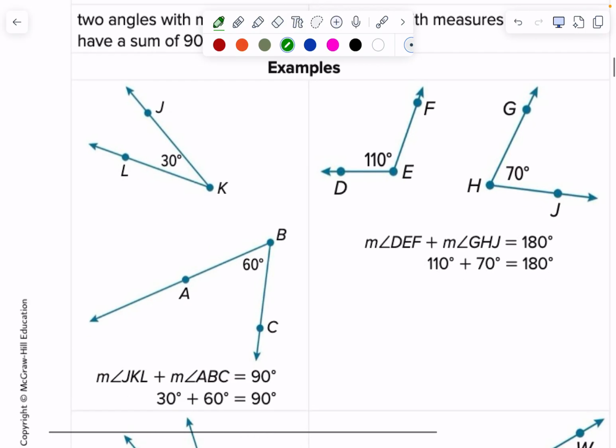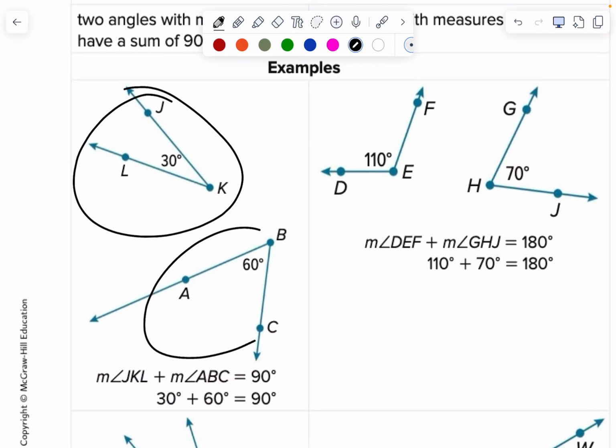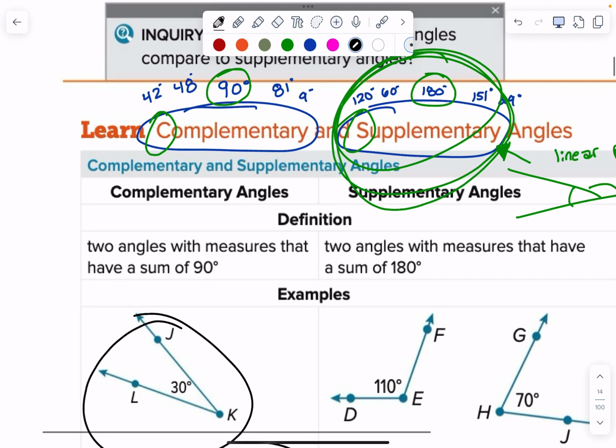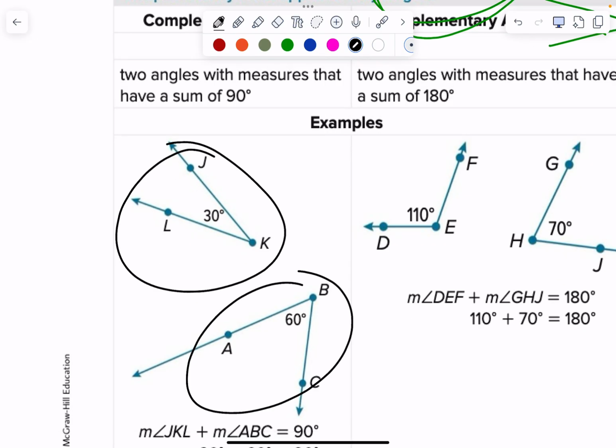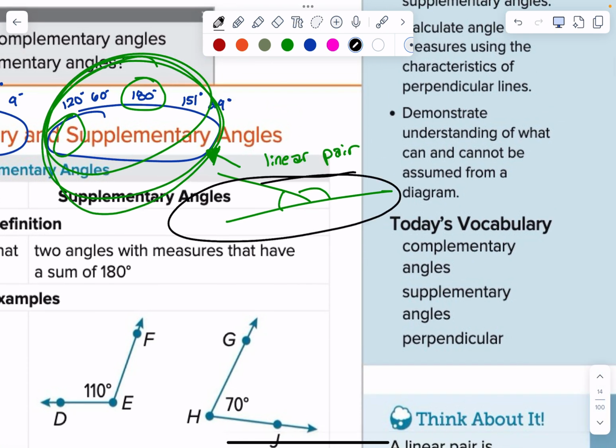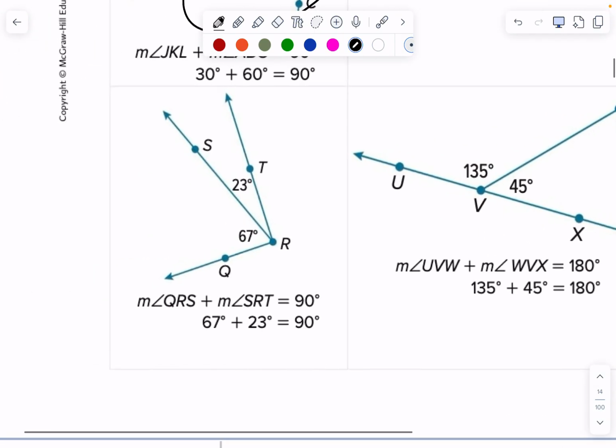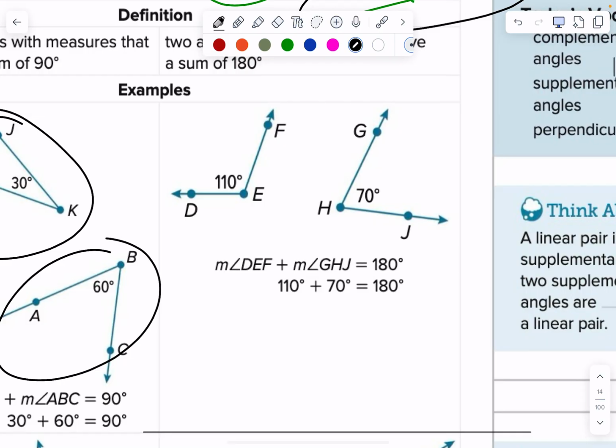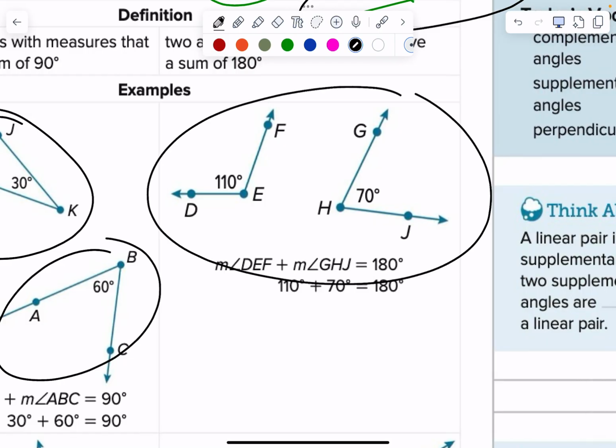We have examples. Like this one over here is 30 and this one over here is 60. Here's the deal. Complementary angles and supplementary angles do not have to be touching each other in order to be complementary or supplementary. These 2 angles are completely opposite each other. Now, the 2 angles have to be touching each other to be a linear pair. True? But they do not in order to be supplementary, right? Right here we have supplementary angles, 110 and 70. Those are supplementary. Those are not a linear pair though, because they're not both together on a straight line.